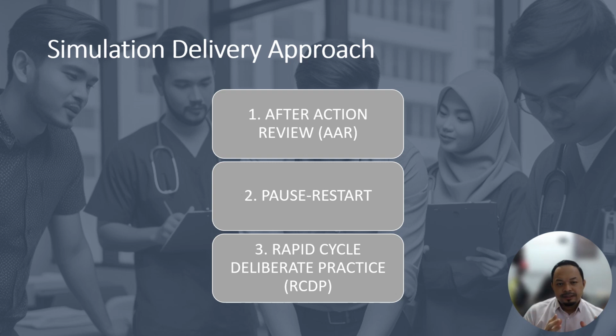Now, there are three delivery approaches when you run a simulation activity. Number one, you can choose between after action review, AAR, or continuous to end. The second approach is pause and restart. The third one is a bit special. We call it rapid cycle deliberate practice, or RCDP. I'm going to elaborate on each of these delivery approaches, but I'm going to focus more on rapid cycle deliberate practice. Okay, let's move on.